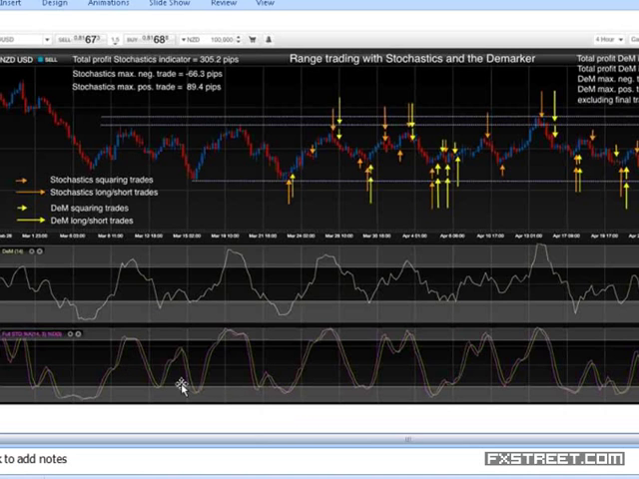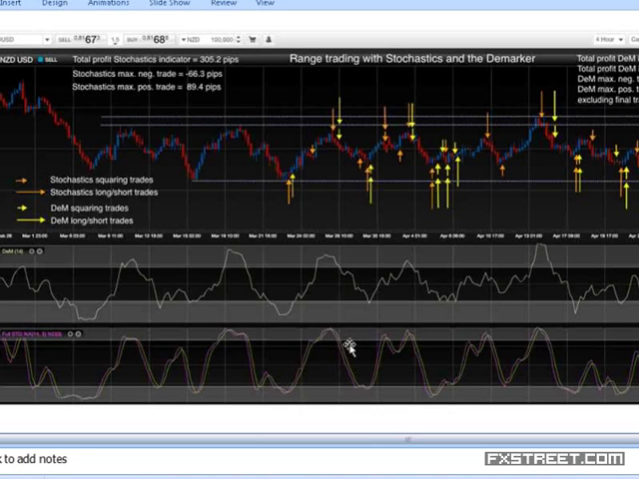We were putting on long trades when the percent K quick line crossed percent D down here in this oversold zone. I wasn't interested in crossings up here where it's overbought. It would make no sense. So we went long at this area, squaring the trade when the pink quick line crossed the green line. We would square the trade.